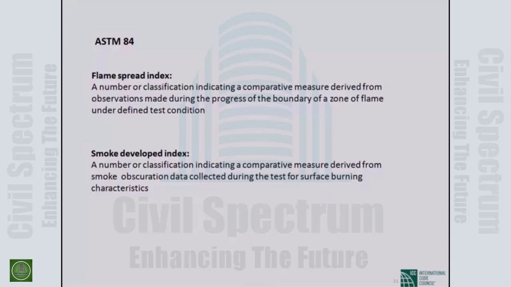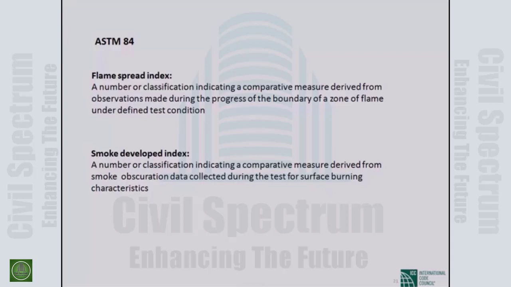Now I would like to talk a little bit about ASTM E84. Actually, ASTM E84 gives two things. One is the flame spread index, which is a number or classification indicating a comparative measurement. It's a comparative measurement, comparing with some standard thing, which is red oak. How does the red oak behave? All the elements will be compared with this red oak, and it will give a number. It's a relative number with that. It can be in percent or it can be in time.